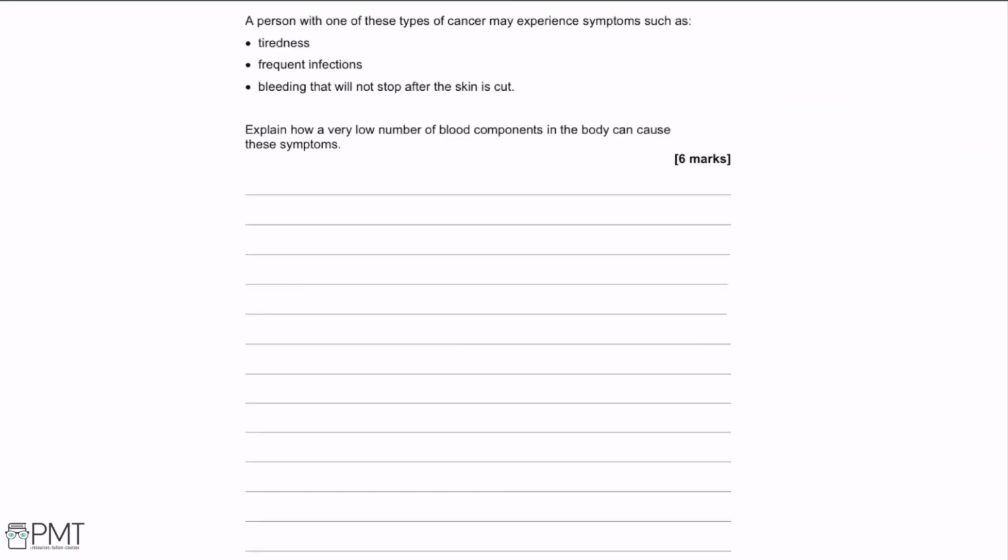A person with one of these types of cancer may experience symptoms such as tiredness, frequent infections, and bleeding that will not stop after the skin is cut. Explain how a very low number of blood components in the body can cause these symptoms. And the question is worth 6 marks. Now, to get full marks here, you can't just list 6 points. You must identify relevant points, you must add a suitable amount of detail, and they must be logically linked.